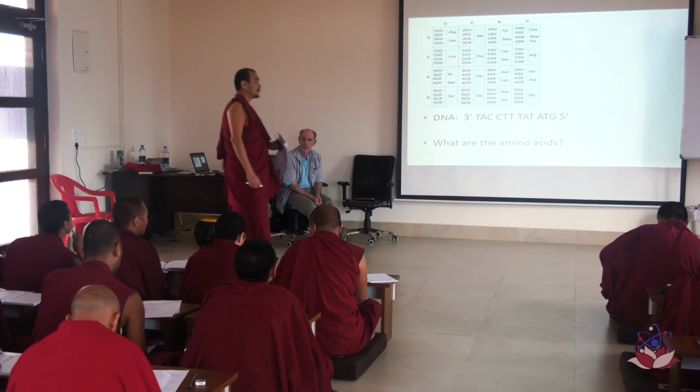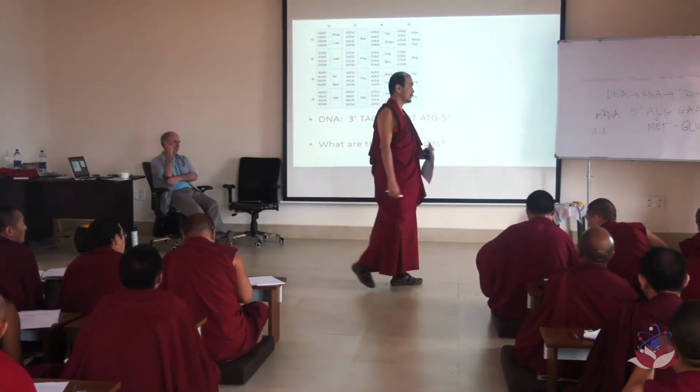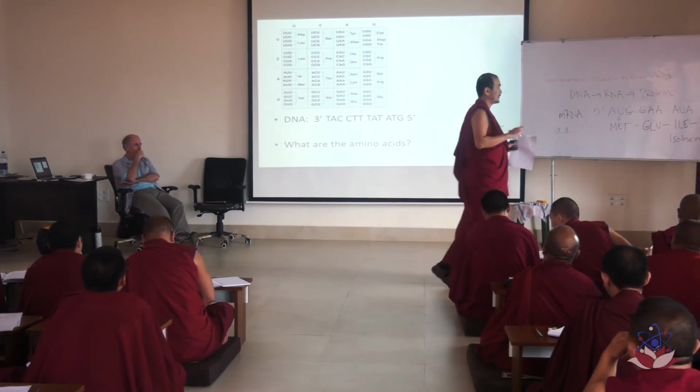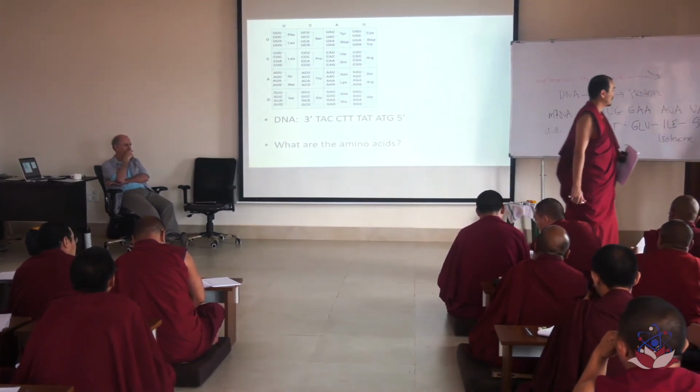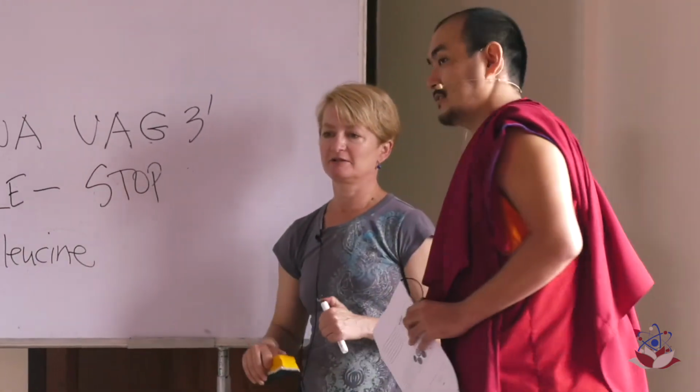So amino acid, there are only 20 types of amino acid. Yep, 20 different amino acids. No more. They can be synthesized in weird things, but in biological organisms, 20 amino acids.